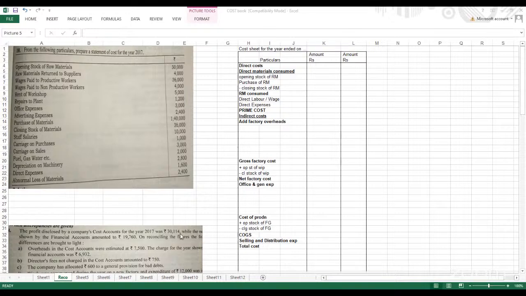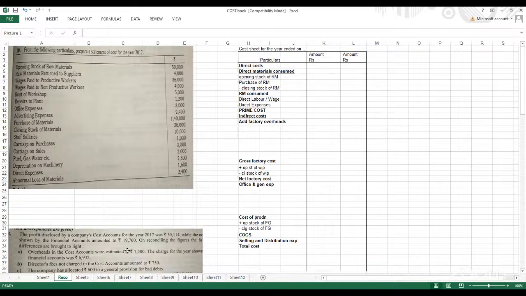Before starting with the reconciliation chapter, it is very important that you know the cost sheet very well. There are a few students who don't know even the cost sheet, so I'll revise the cost sheet format. A cost sheet is basically like a P&L account, a profit and loss account, where we try to find out our total cost and profit made during the year.